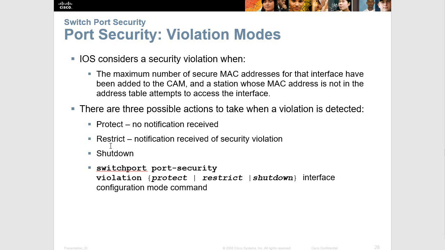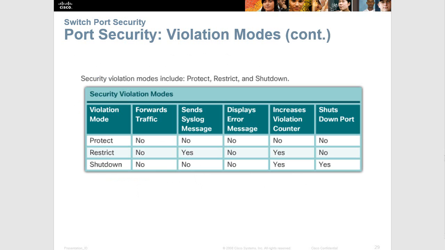So again, you have protect, just denies service. Restrict denies the device and creates a report. Shutdown shuts down the port and creates that report that a device was trying to access your switch. Okay, so those are your three different levels. And again, if you want to switch them, shutdown is the default. You'd go to switchport port-security violation, and then the one you want.